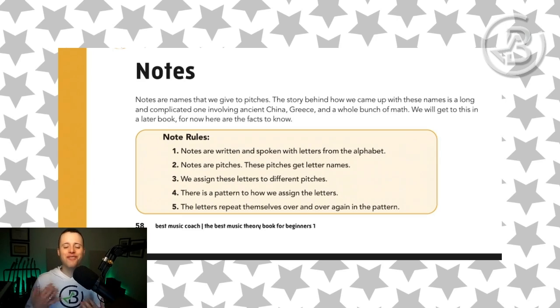In this lesson, finally, we're going to start talking about notes. Now, notes are names that we give to certain pitches. Only some pitches have note names.